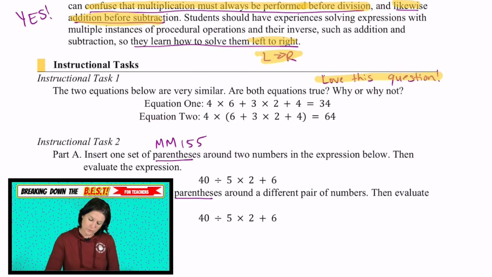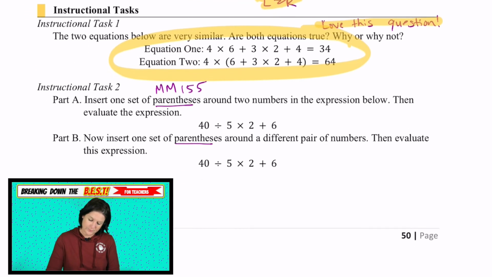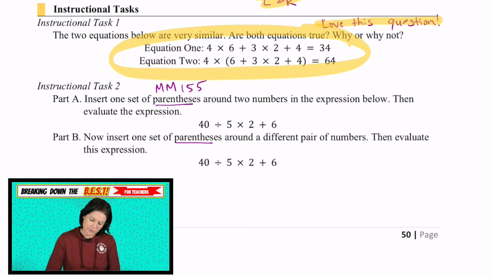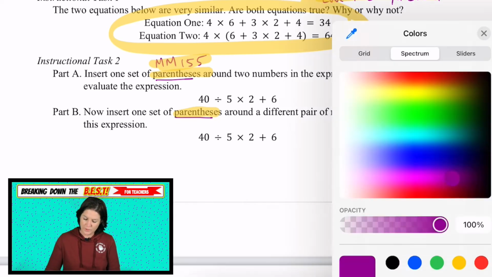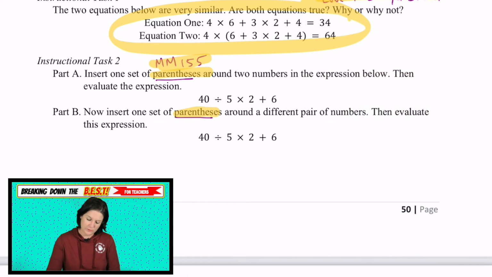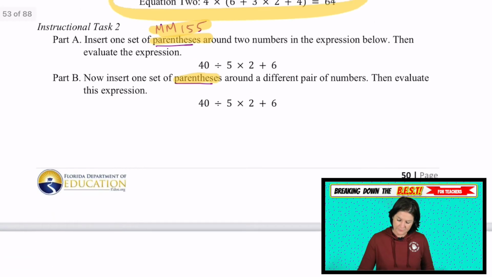Here, I love this question. This would be a great way to include into your instruction. And here, insert one set of parentheses around 2 numbers. This is in McCarthy Math 155, and I will show you where that is. But I love this because it shows the power that parentheses have. This is a kind of situation where students will have to place parentheses around it, solve it, and then get what the value is. But if they were to place parentheses somewhere else, how does that change the value of the entire expression? Okay, all right.